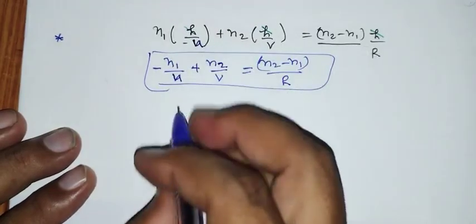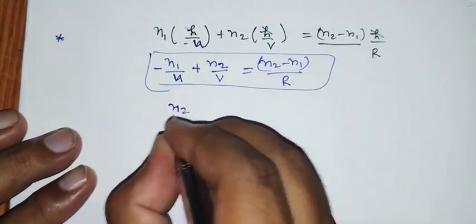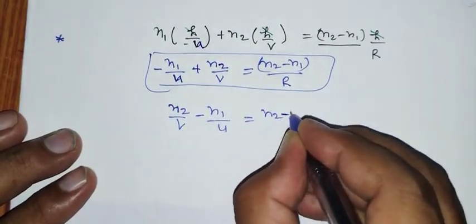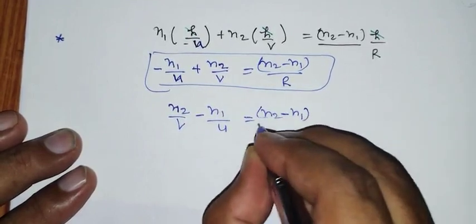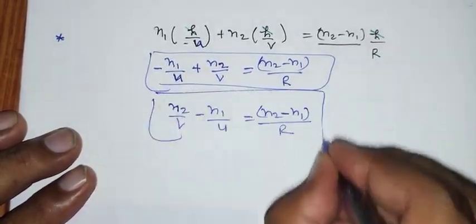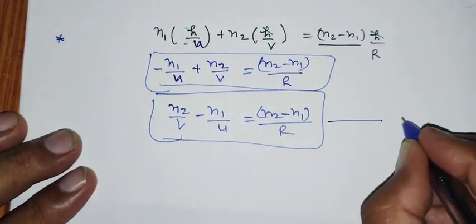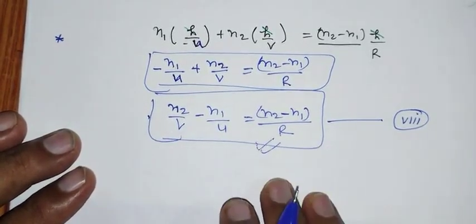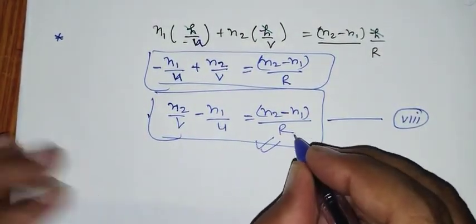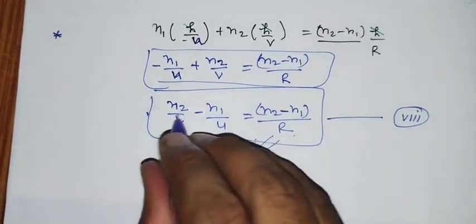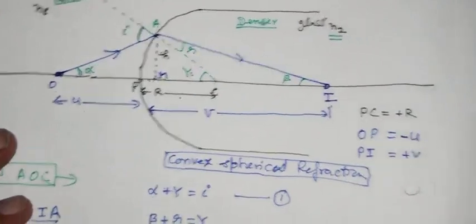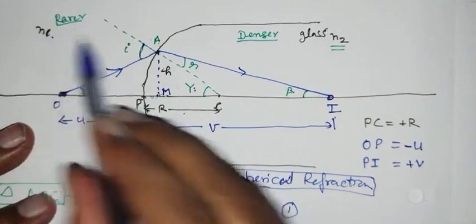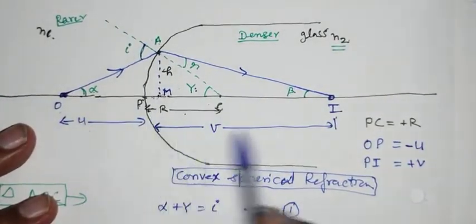If we rearrange it, n2 by v minus n1 by u is equal to n2 minus n1 by R. This is equation number 8. This equation 8 represents the relation between the radius of curvature, u, v, n1 and n2 in the diagram.